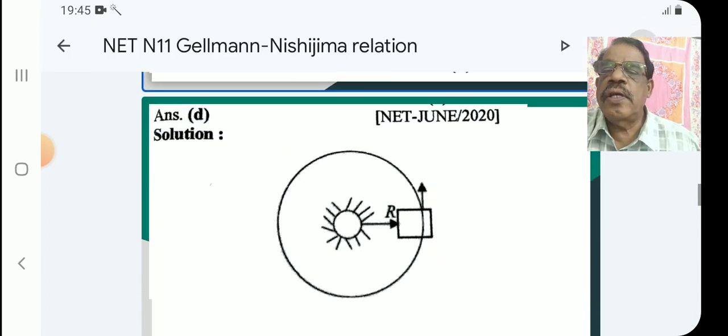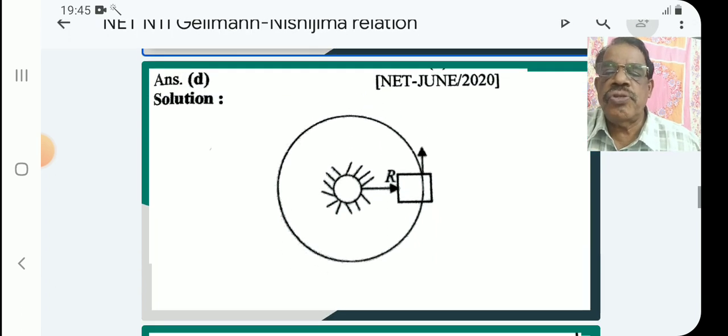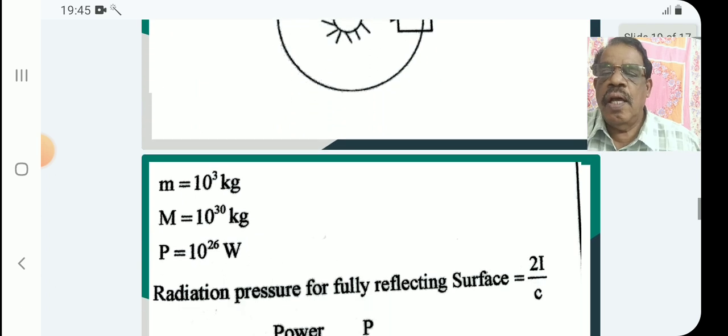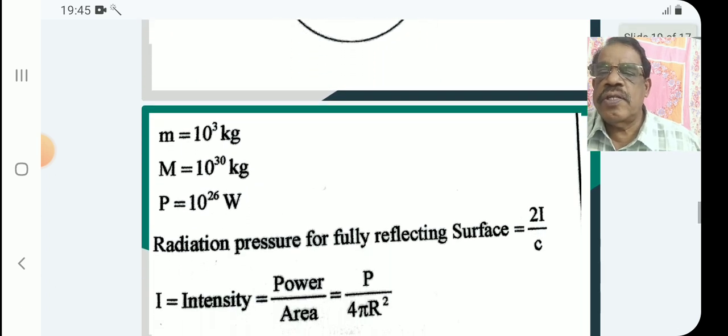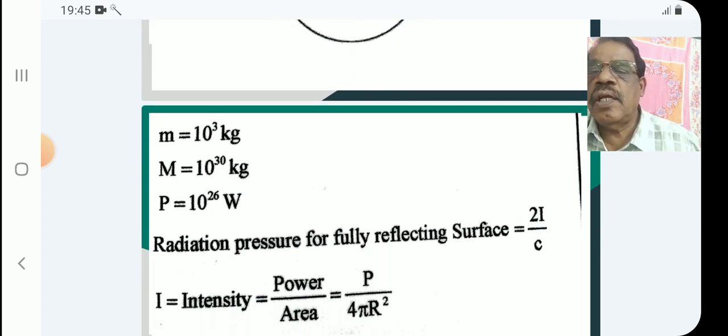The answer is D, that is 10 raised to 6. And here there is a calculation, and you just remember the answer. The calculation is: mass of sail is 10 raised to 3 kilogram, mass of sun is 10 raised to 30 kilogram, and the power radiated per second is 10 raised to 6 watt, joule per second.